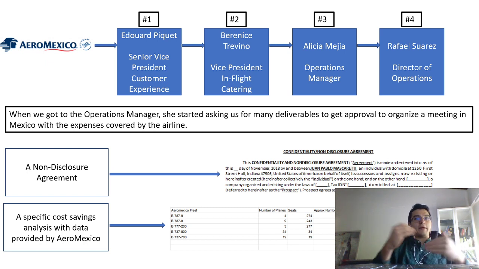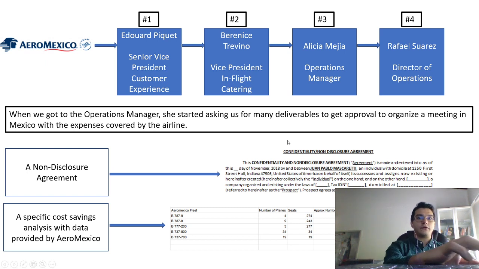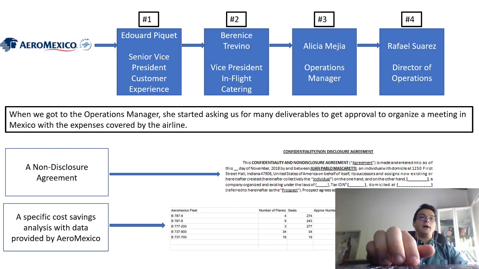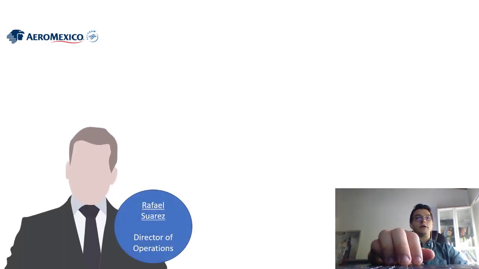And so they basically asked for deliverables to then get close to the customer. We had to first send them a non-disclosure agreement, and they also wanted a specific cost savings analysis of the airline, right? So we calculated it, and for Aeromexico, we would basically save $1.8 million a year with the current numbers that we had. So they had to run those numbers and validate them themselves, but basically we were getting close to the customer.